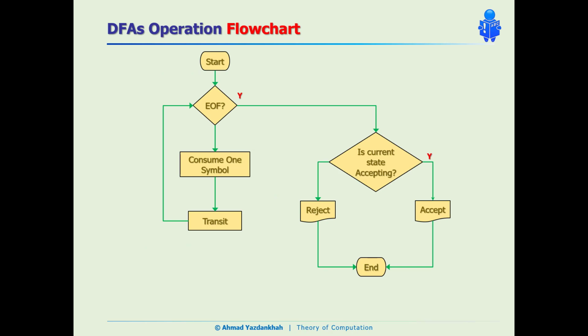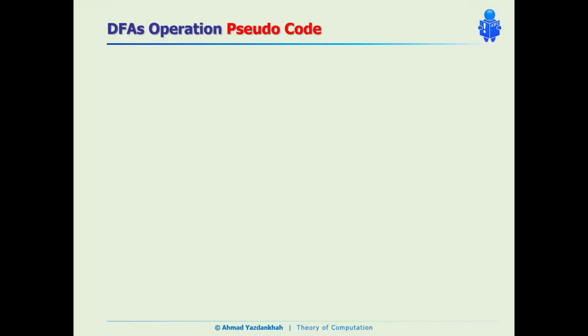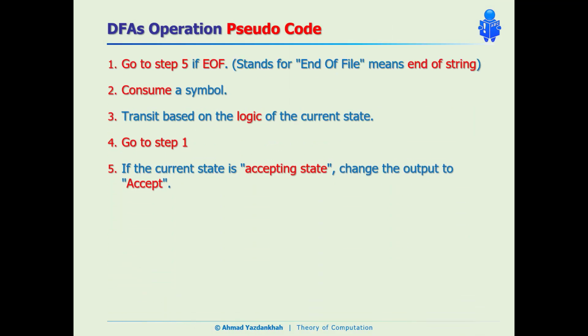This is the flow chart of how the machine works. This icon shows that this is just for your information. You can go over this flow chart and see how it works. In the next slide, we have the pseudocode of all the explanation that I gave you.